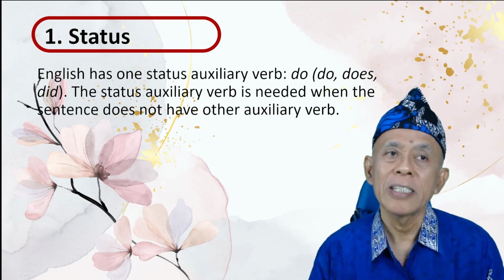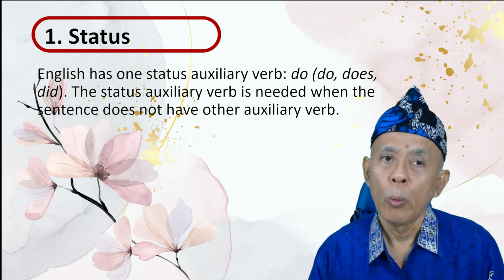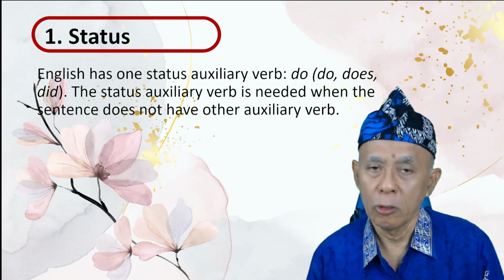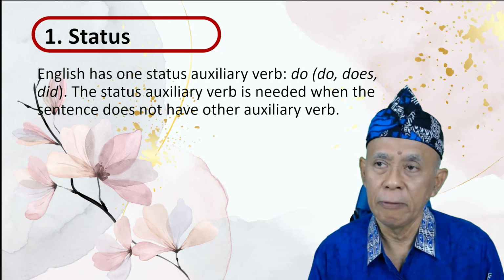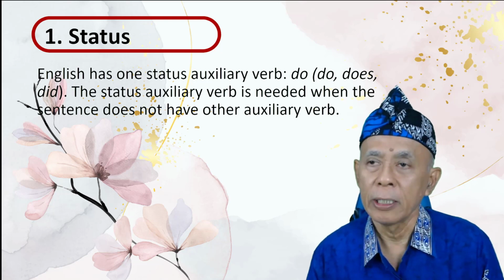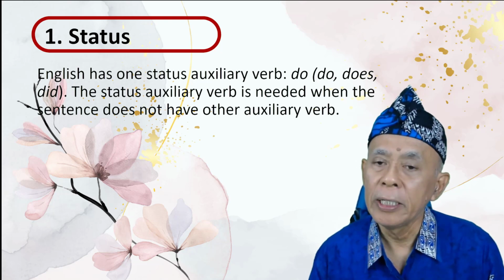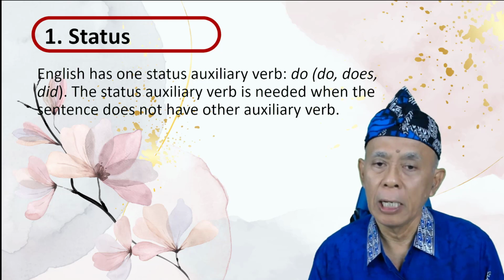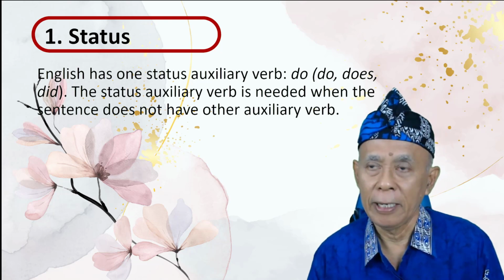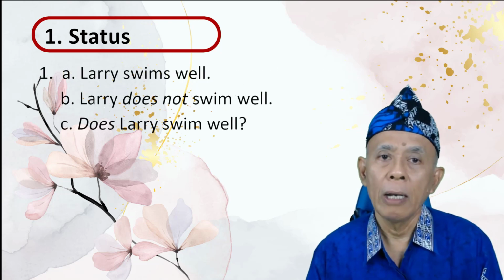The status auxiliary verb is needed when the sentence does not have an auxiliary verb. If it has an auxiliary verb, then we just add not after the auxiliary verb. So we only need the status auxiliary verb do, does, and did when we don't have any auxiliary verb. Now let's see more examples.